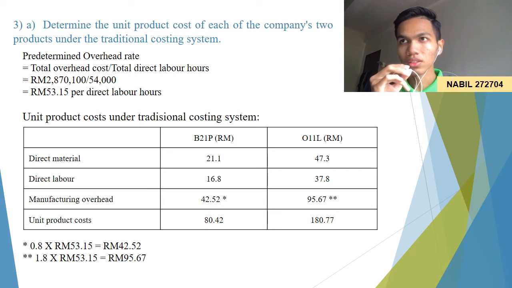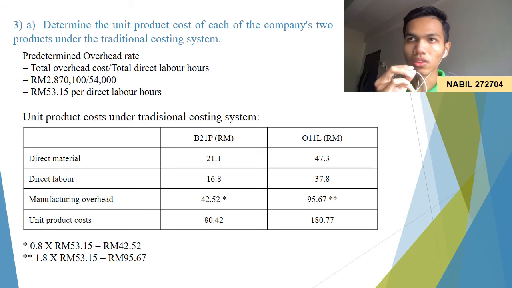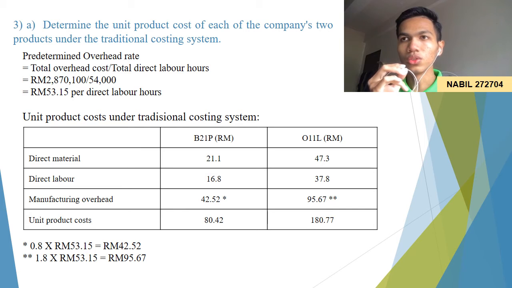Determine the unit product cost of each of the company's two products under the traditional costing system. Okay, the first one we must search for is the predetermined overhead rate (POR). Okay, the formula is total overhead cost divided by the total direct labor hours. Okay, in the question we find that 2,870,100 is the total overhead cost, divided by 54,000, and the answer is RM53.15 per direct labor hour. And then we do unit product cost under the traditional costing system.